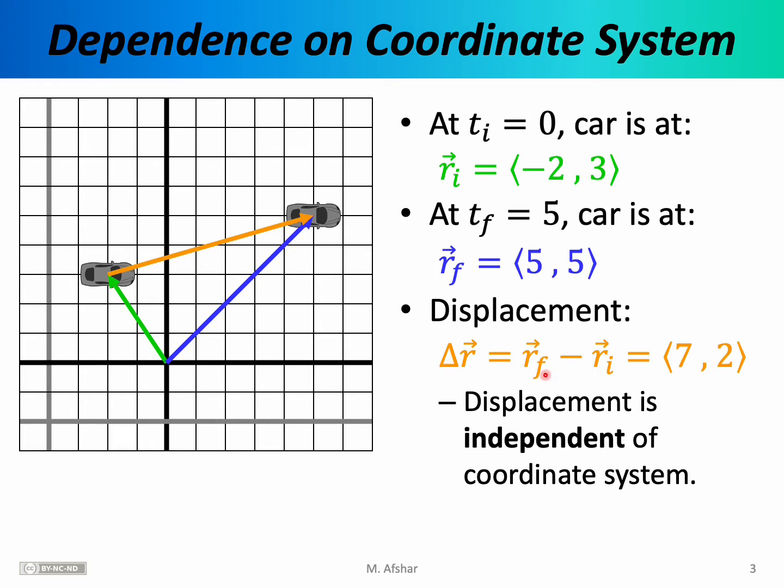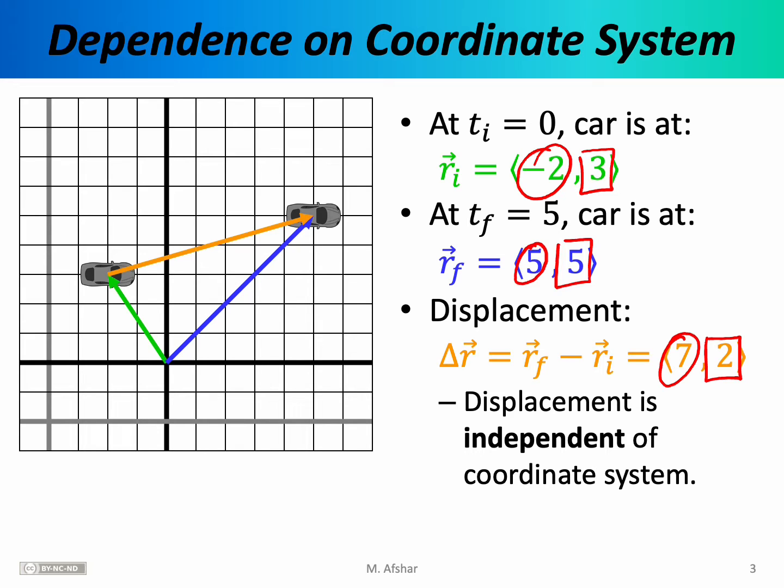Delta R is still defined as the final minus the initial. If we actually carry out this calculation by doing component-wise subtraction, for example, taking 5 minus -2 gives us 7, and then 5 minus 3 gives us 2, we find that the displacement vector is exactly as it was on the previous slide.